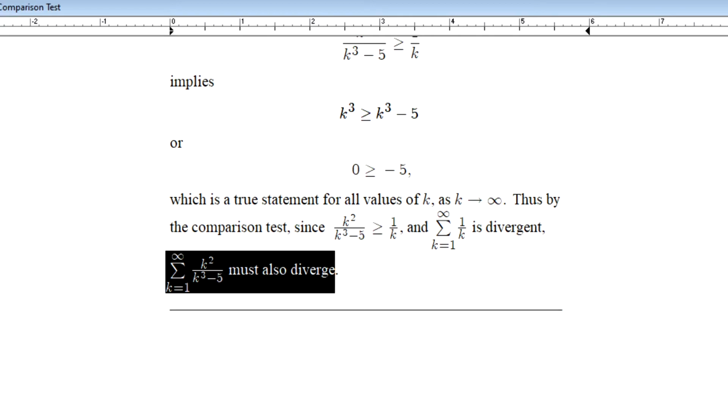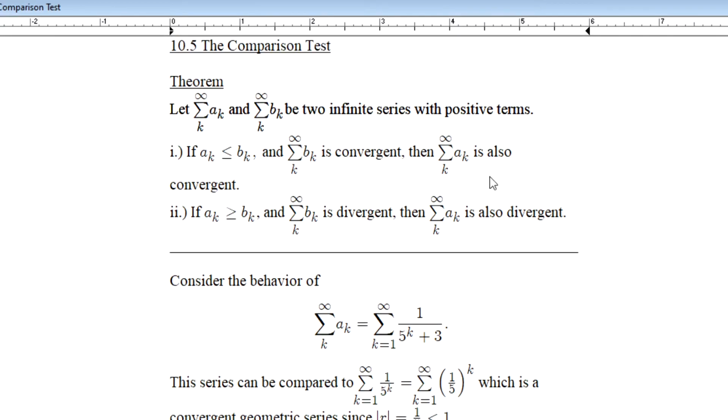All right, folks? This is the comparison test. It can be used to show whether a given series converges or diverges by comparing it to a known series that is either convergent or divergent, and looking at how the terms of the given series compare to the terms of the known series. If the known series is convergent and the terms of the given series are smaller than the terms of the convergent series, then the given series converges also. Whereas if the given series terms are bigger than the known series terms and the known series is divergent, then we can conclude that the given series is also divergent.